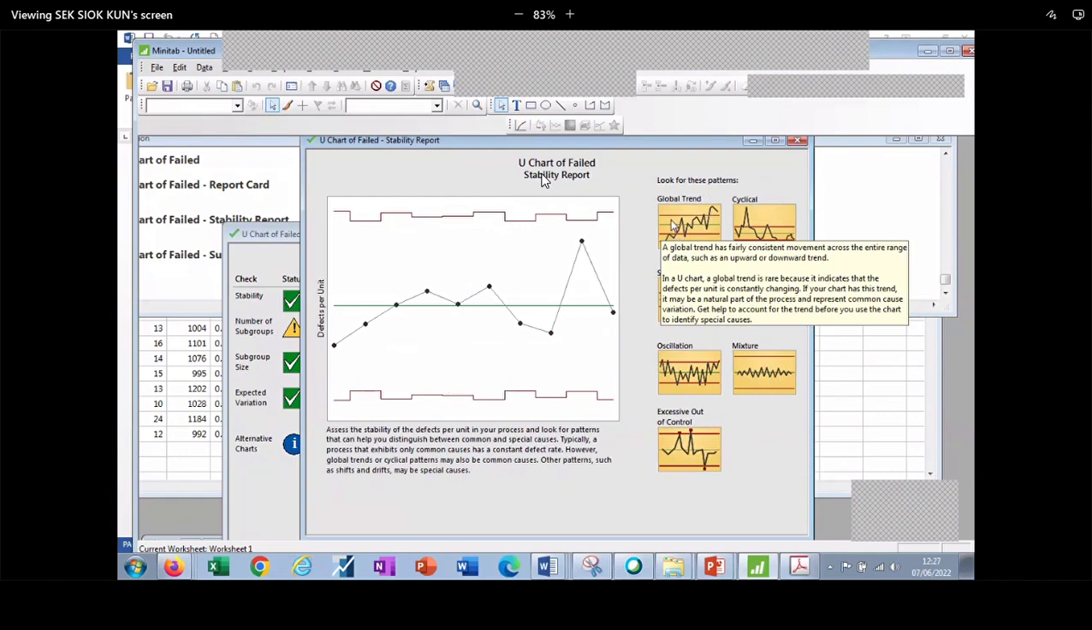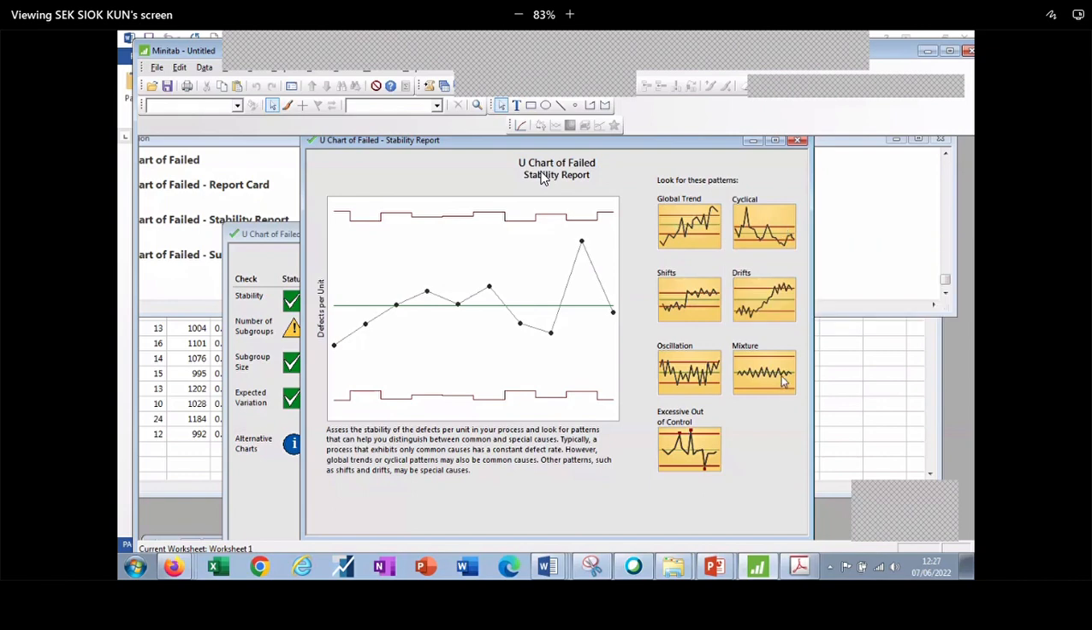If you have a global trend, what is the meaning? How is that very bad? So it explains all of them to you. I think this is a good summary. And then for this one, because it does not show any pattern as defined here, stability is good, no issue.